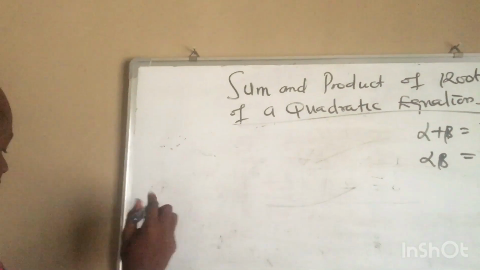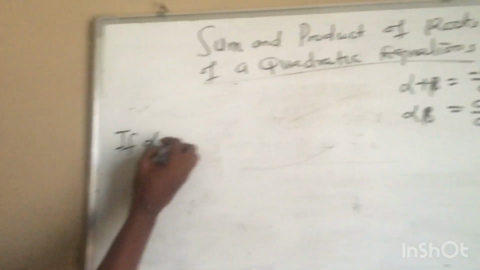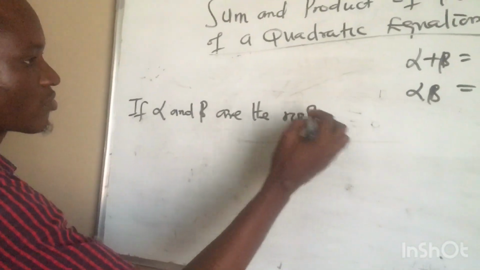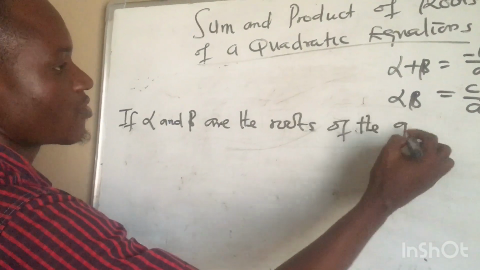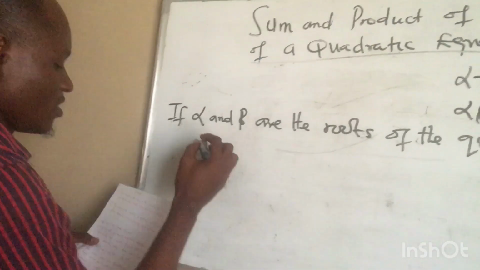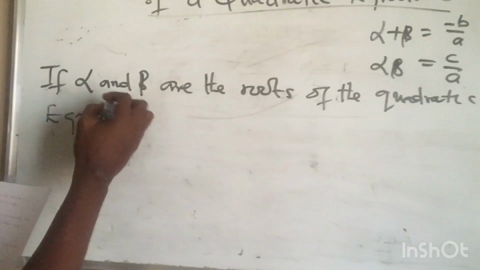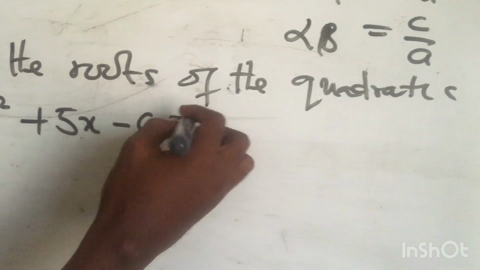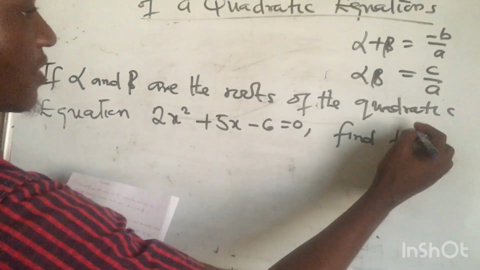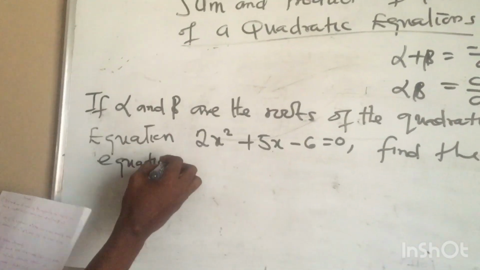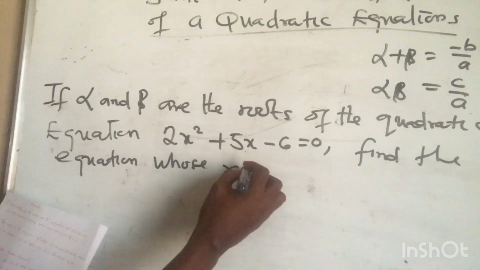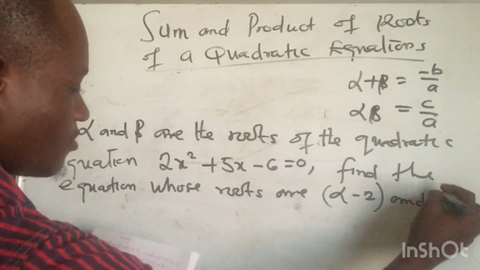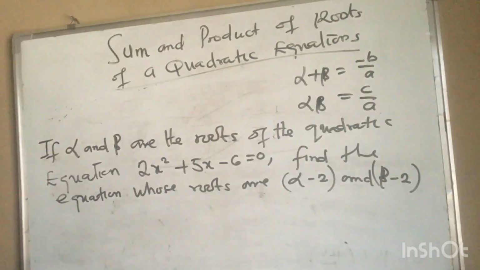Now let's look at this question together. The question is saying that if alpha and beta are the roots of the quadratic equation 2x squared plus 5x minus 6 equals 0, find the equation whose roots are alpha minus 2 and beta minus 2.